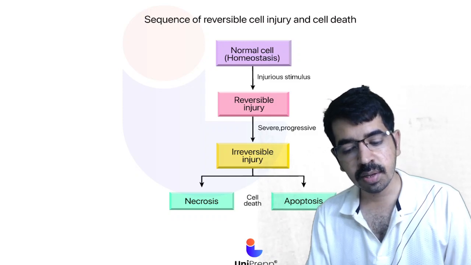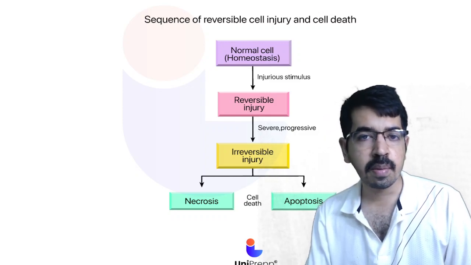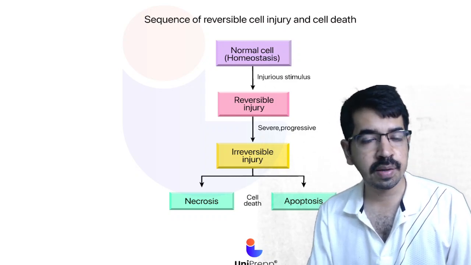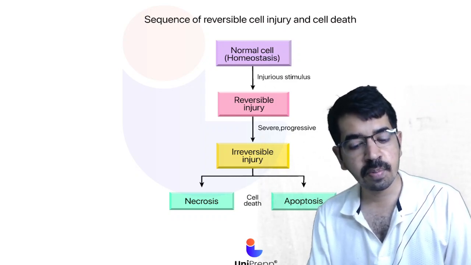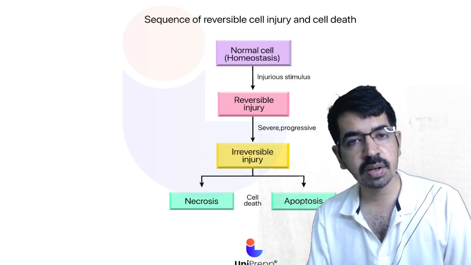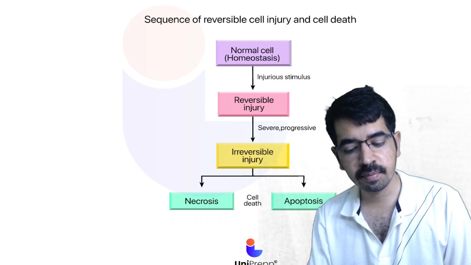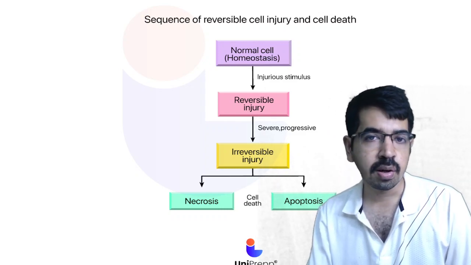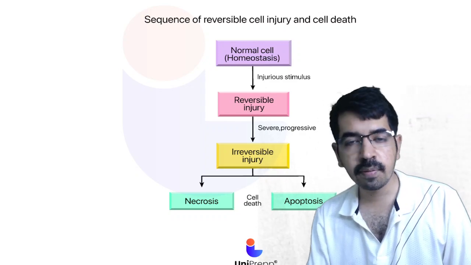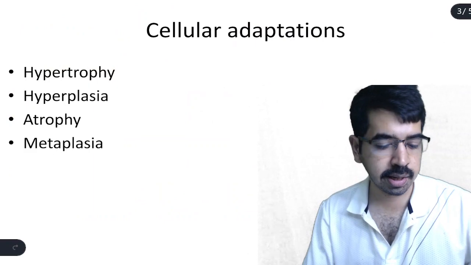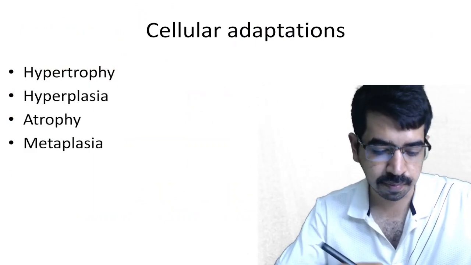And if the injurious stimulus still continues, they will progress to reversible cell injury. And if the injury is severe and progressive, they will proceed to irreversible cell injury. Irreversible cell injury is a point of no return, and they will eventually go to death by necrosis or apoptosis. That is a brief outline of what we are going to discuss. Now let us learn the various cellular adaptations.